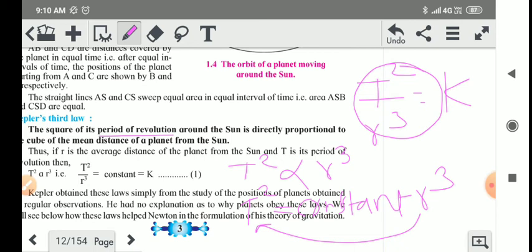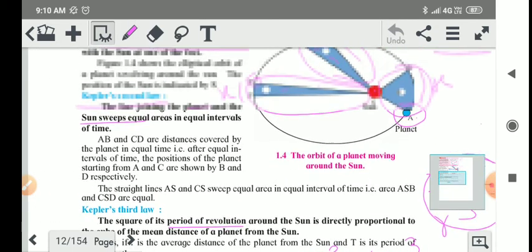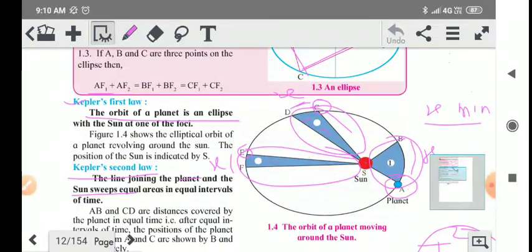Thus we studied here the three Kepler laws. Kepler's first law is about the orbit of a planet being an ellipse with the sun at one of the foci. So the orbit of rotation around the sun is in the shape of an ellipse, not in a circular shape. This is the simple first law.